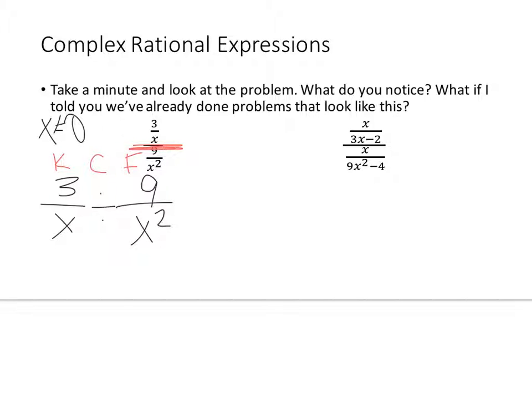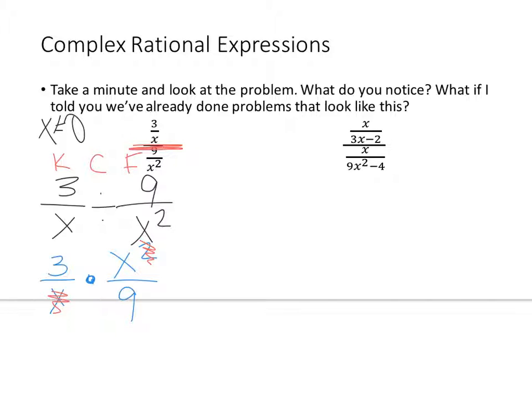Once you have your domain, you're going to keep, change, flip. So I'm going to keep 3 over x. I'm going to change the division to multiplication. I'm going to flip 9 over x squared to x squared over 9. And then from here, I'm going to cancel what I can. So what you notice is I have 1 x on the bottom and 2 on the top. So the x on the bottom will cancel, and then I'm just left with 1 on top.